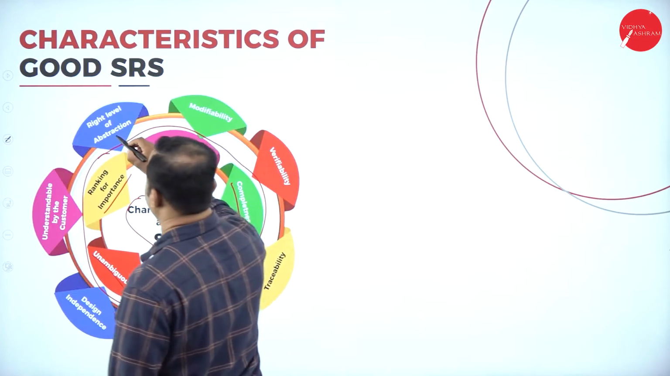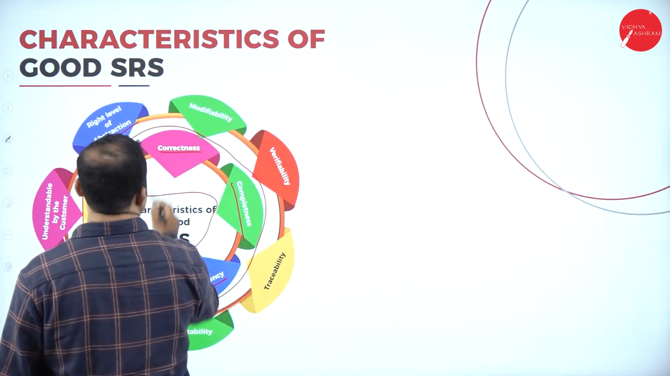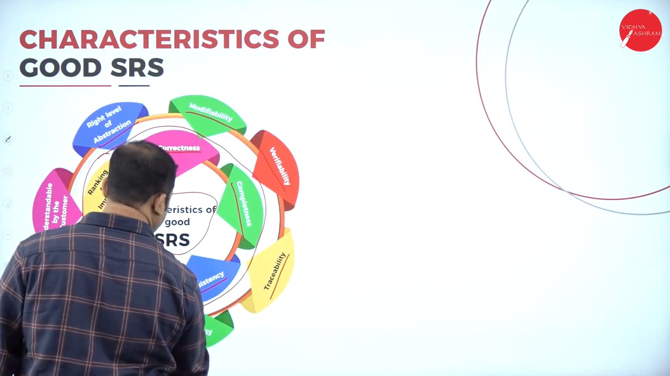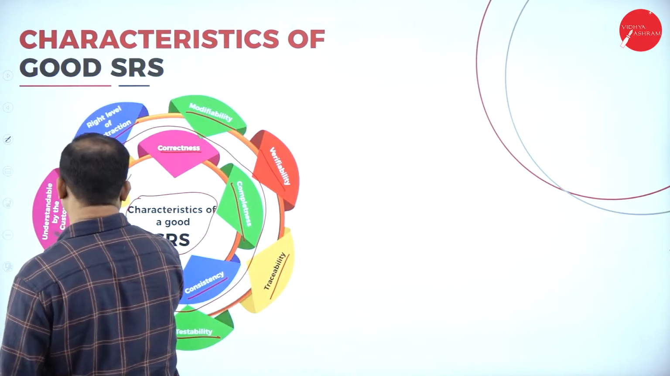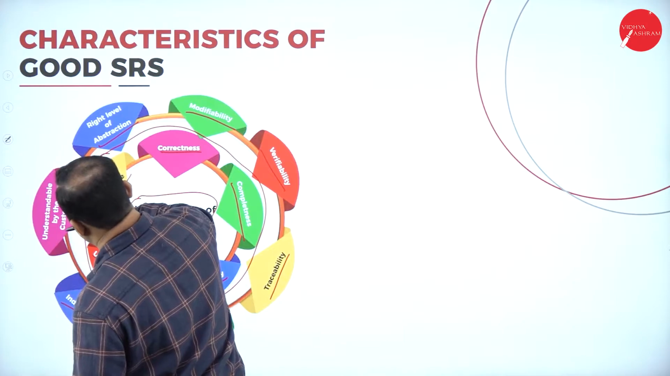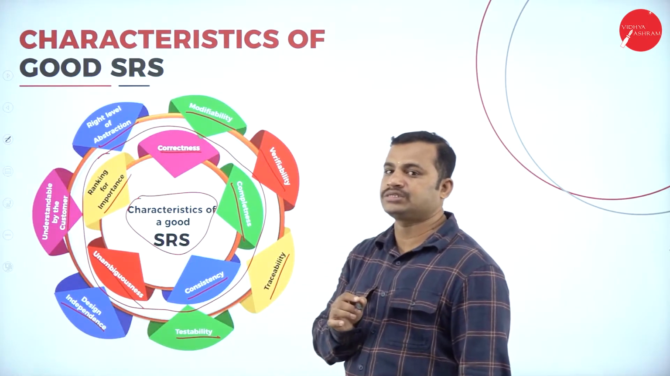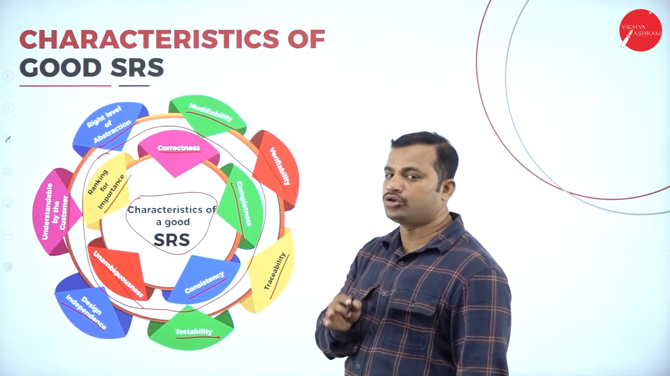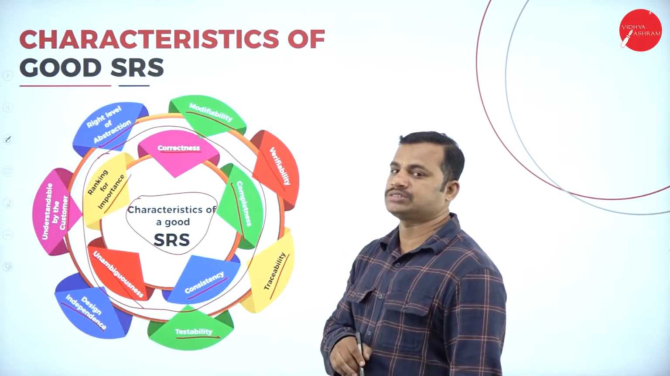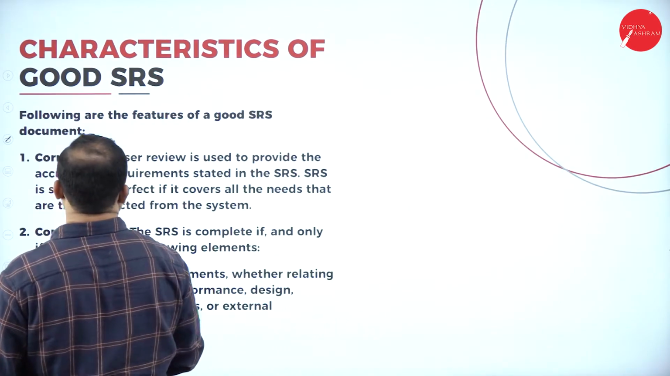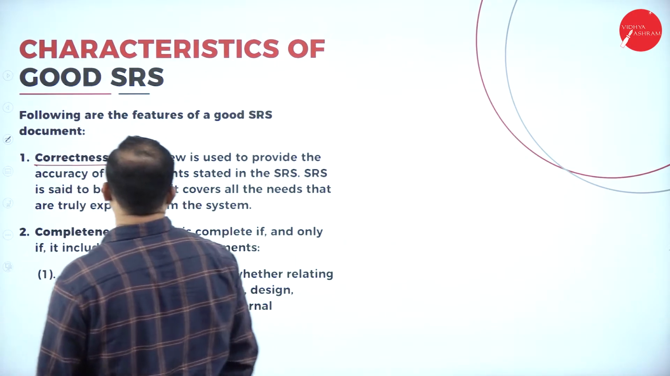All these are characteristics of a good SRS. Then I will move to the right level of abstraction. Modifiability, verifiability, traceability, testability, design independence, and understandable by the customer. All these are good characteristics of an SRS documentation process. Now, if I see that the first one is correctness.